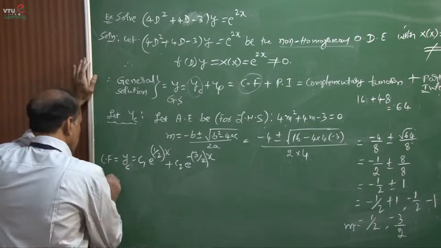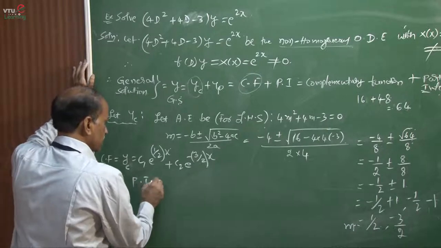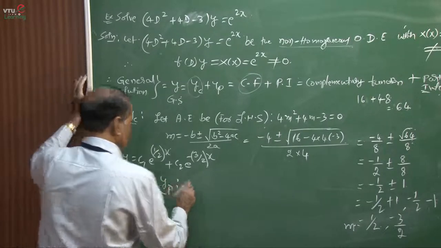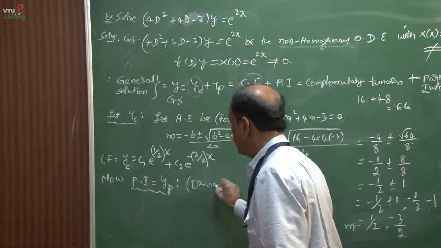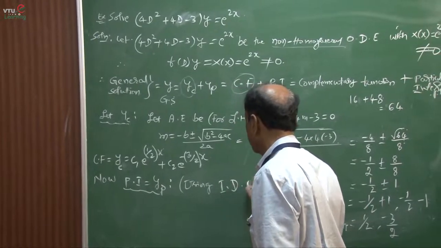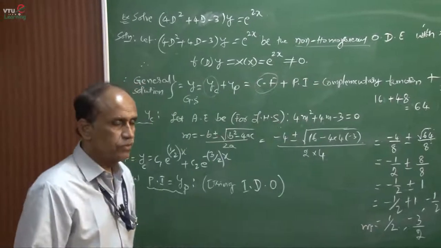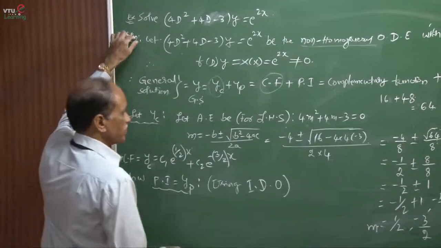Now the particular integral, that is PI equal to yp. How are we going to use it? Using the inverse differential operator, IDO. How are we going to write the particular integral? Okay, what is that particular integral?